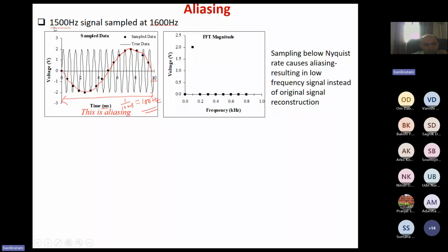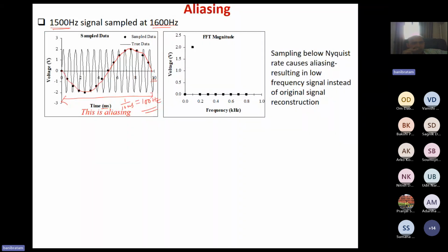So my actual signal was 1500 hertz, but after sampling with 1600 hertz, I am not getting the 1500 back by joining the dots. Rather, I am getting a low frequency signal with a frequency of only 100 hertz. Where is this 100 hertz coming from? Simply take the difference, 1600 minus 1500, which corresponds to your 100 hertz.